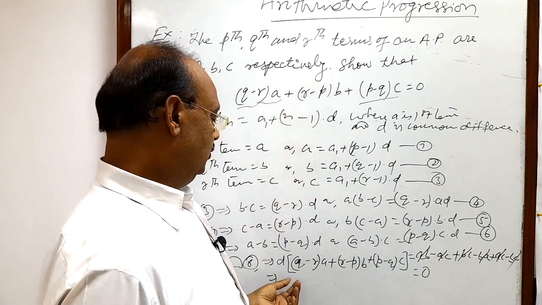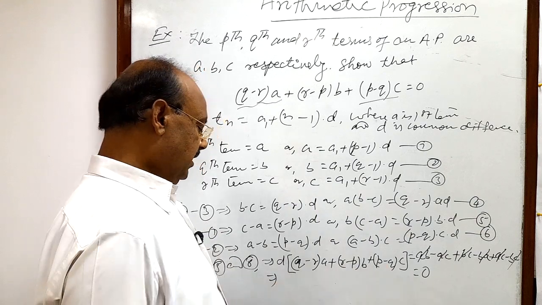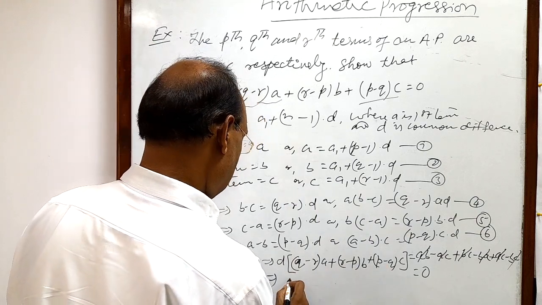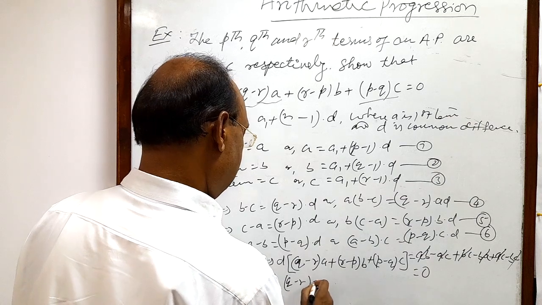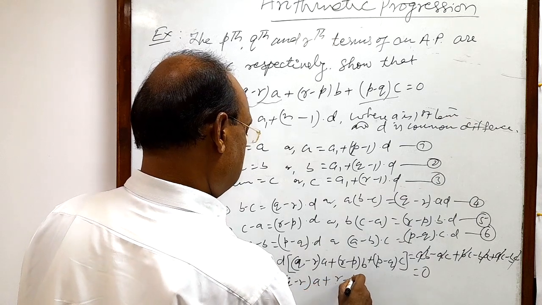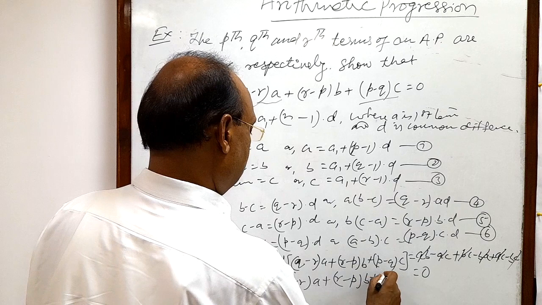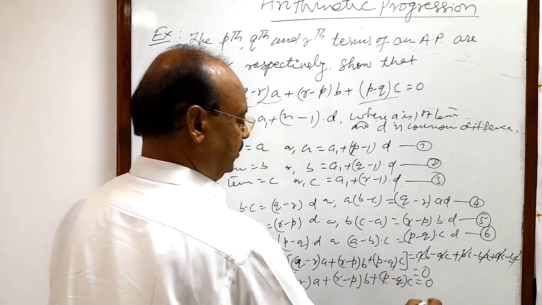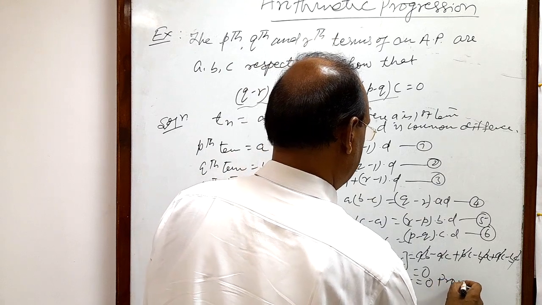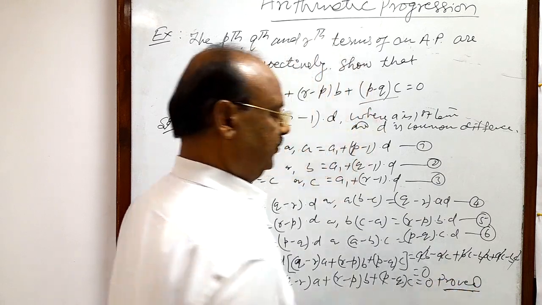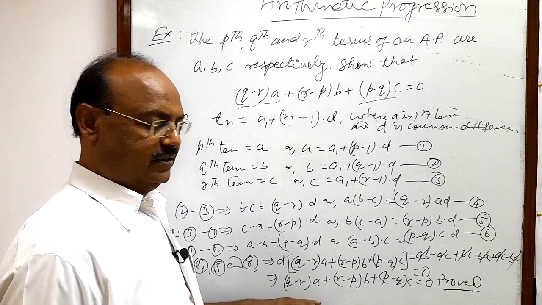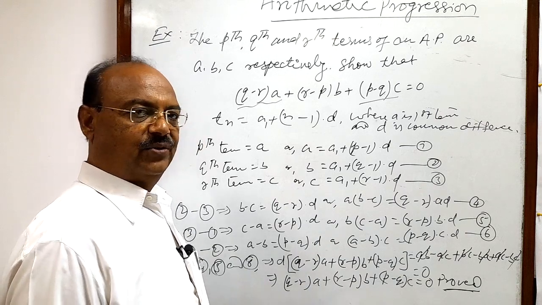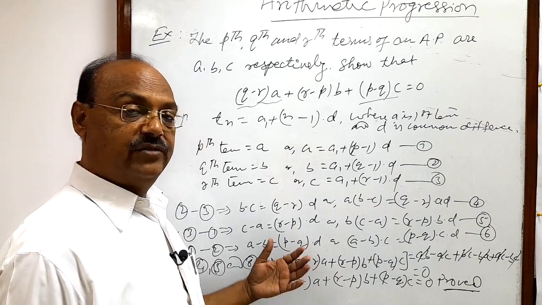Correct? So dividing both sides by d, we will get q minus r into a plus r minus p into b plus p minus q into c is equal to 0. So this result has been proved here. Understood? Okay, nice. A very simple and interesting question, and at the same time, this is very important also.